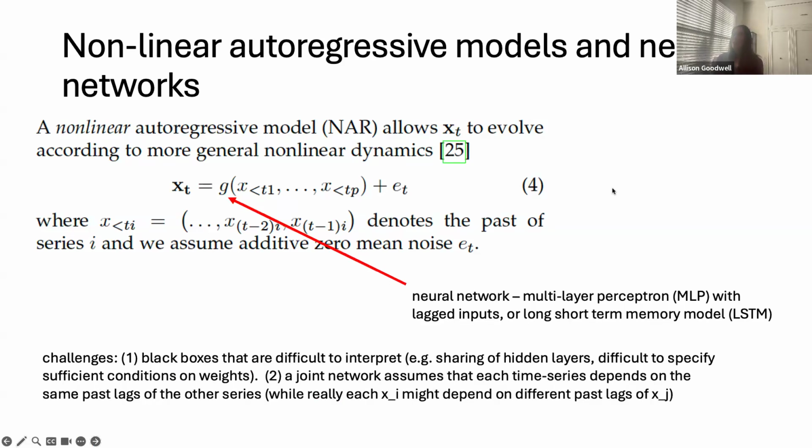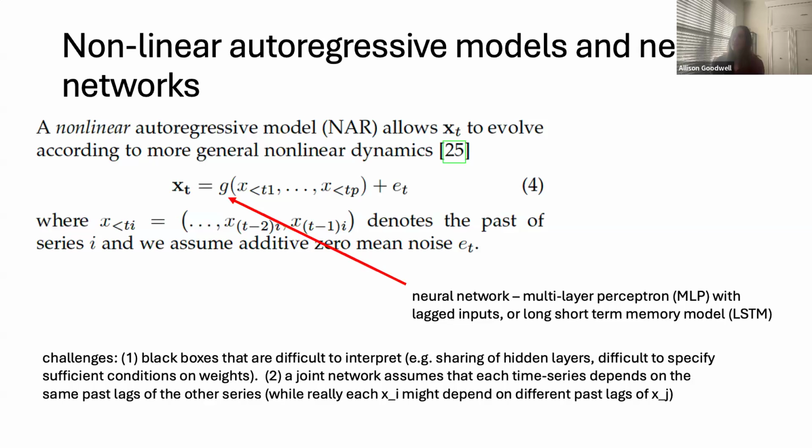And the challenges with just using an MLP or an LSTM are, number one, these models are difficult to interpret. Their hidden layers are sharing between each other. The way that I read this is that there's a lot of different pathways through which one variable can influence an output. So it's difficult to specify the meaning of a single weight because there are a lot of pathways and multiple weights that could be leading to a causal interaction within the model.